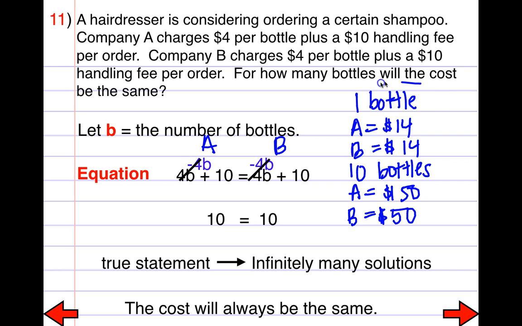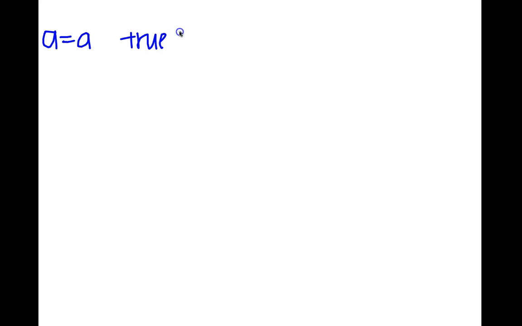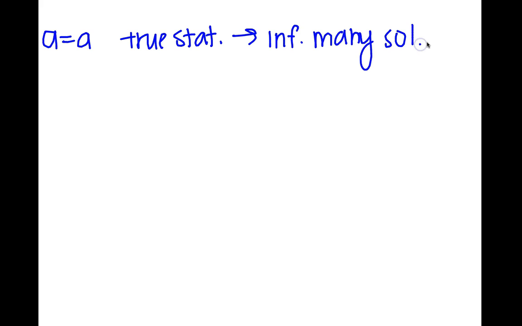So notice it's going to cost the same for one bottle. It's going to cost the same for 10 bottles. In fact, it will always cost the same no matter how many bottles you buy, because there are infinitely many solutions. So before we finish, I want to do a quick recap. If you end up with A equals A, that is a true statement, which means there are infinitely many solutions. And what that means is there are so many solutions that would make a true statement. Any number you can pick under the sun would work.